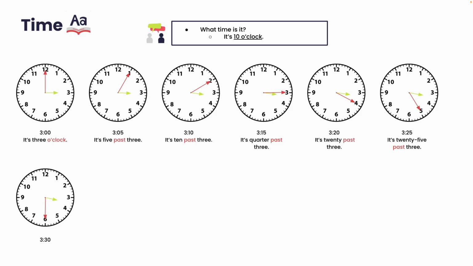But we do not usually say it's 30 past 3. We usually say it's half past 3. Okay? Because we are just in half of the clock. It's half past 3. Okay? We went through the half of the clock.